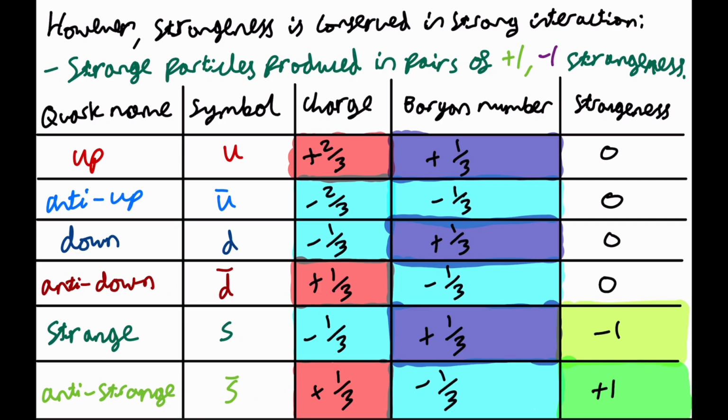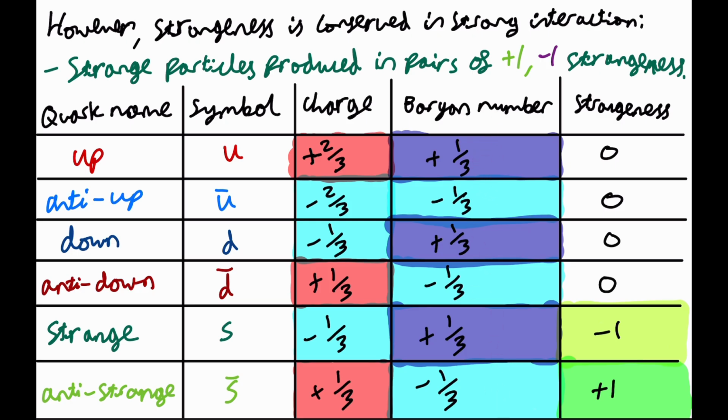So just memorize the up, down, and the strange charges. So 2/3 for the up, and minus 1/3 for the down, and minus 1/3 for the strange. And the baryon numbers are all 1/3 unless they're antiparticles, so 1/3 for up, 1/3 for down, and 1/3 for strange. And the antiparticles have minus 1/3, minus 1/3, and minus 1/3. So they all have a third for each baryon number.